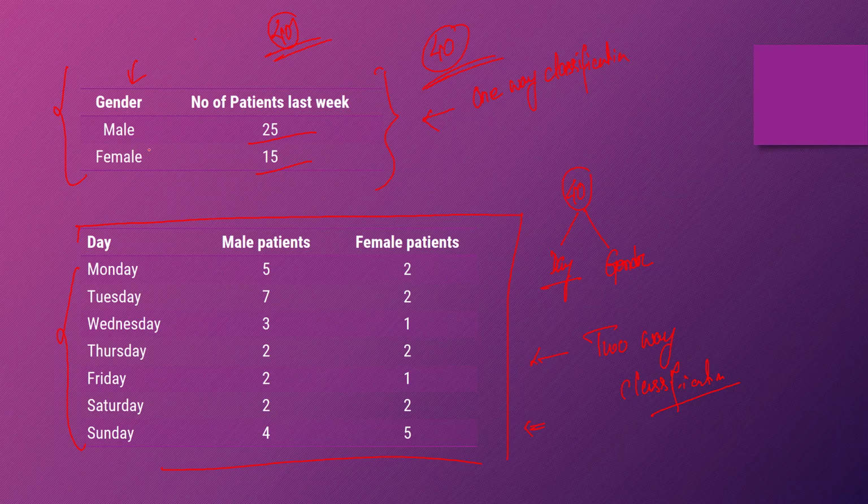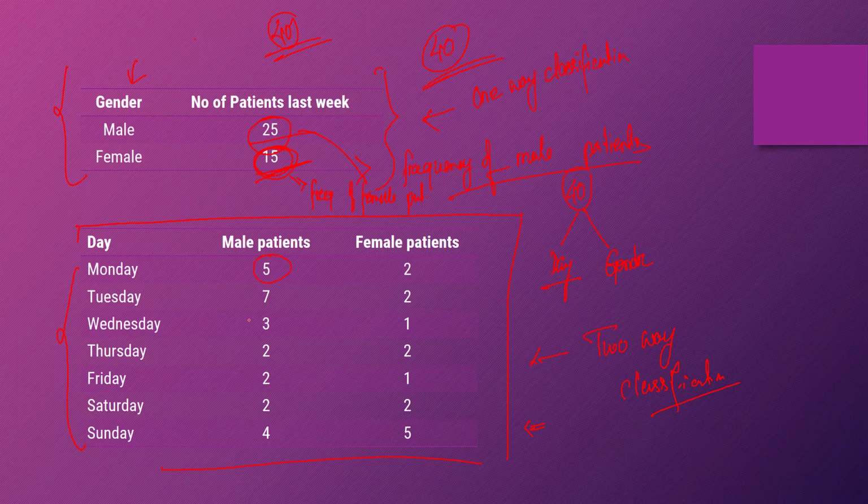male, that means how many times males occurred, is 25, right? And how many times female occurred is 15. So this 25 will be called frequency of male patients, and this 15 will be called frequency of female patients. So number of repetition, how many times it occurred or how many times it is repeated, is called frequencies.